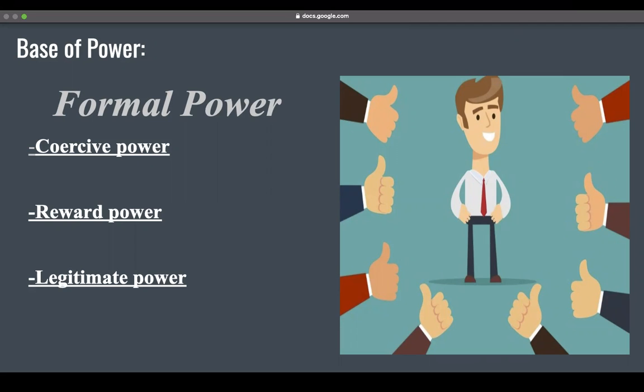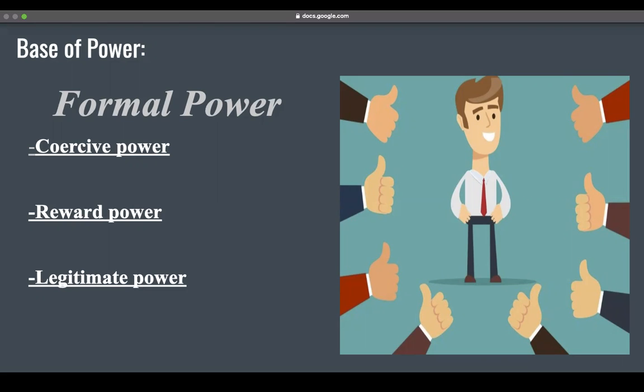First, coercive power, like your boss will fire you for not getting the job done, or the professor will fail you in the class for not passing the exam. Second, the reward power. Basically, you will get a reward for finishing a project or getting a raise at work for doing a great job.